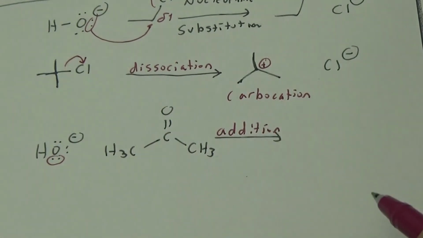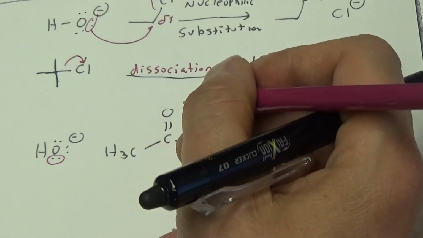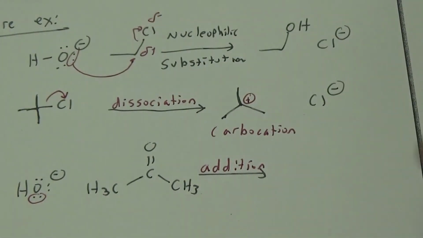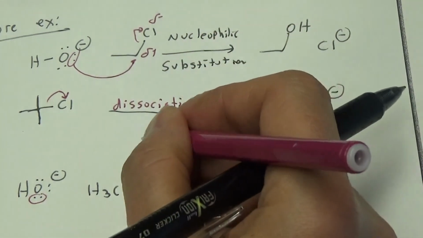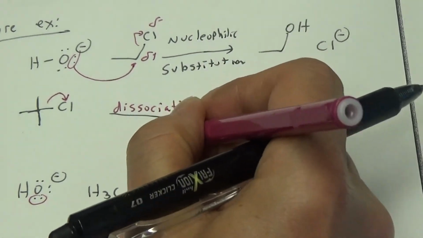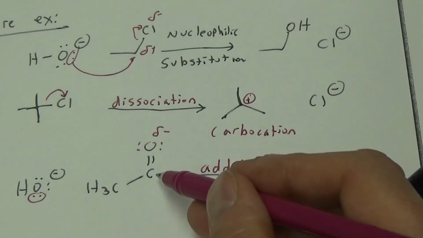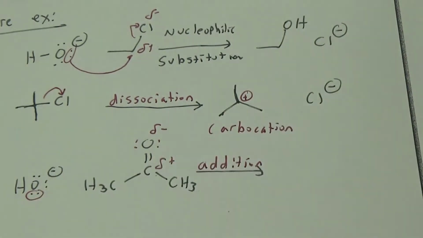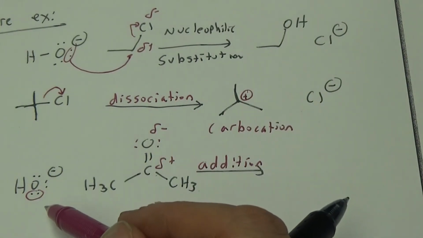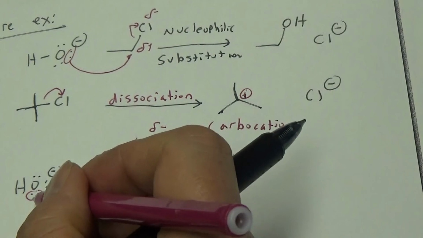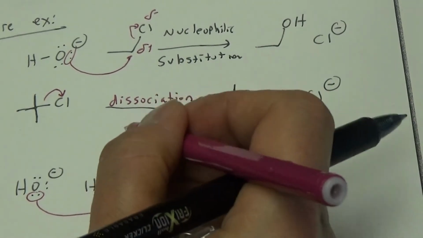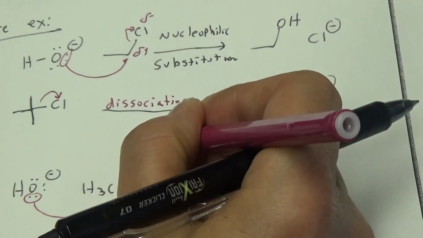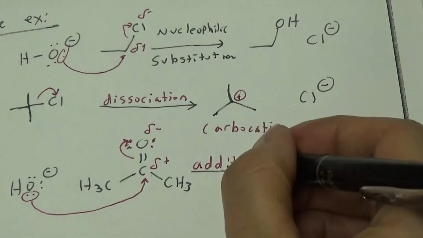So what am I going to do? What are my charges on the ketone? What's oxygen? Delta on the periodic table, it's a little on the negative side. Delta negative. What's the ketone carbon? Delta positive. What do you think negative charge OH minus is going to do? It's going to attack the delta positive carbon. But there's no leaving group, so it just pushes the electrons onto the oxygen, right? And that is called addition.